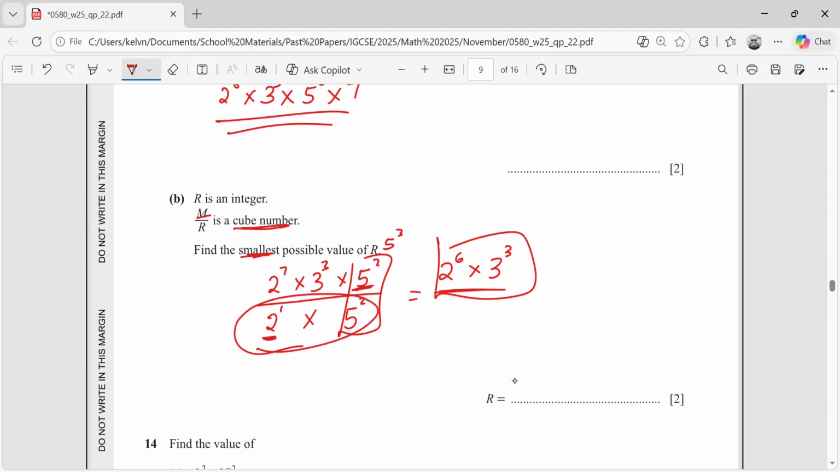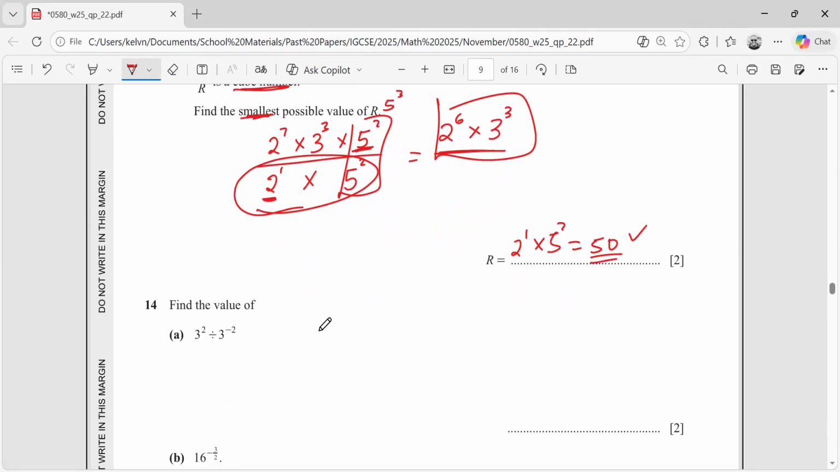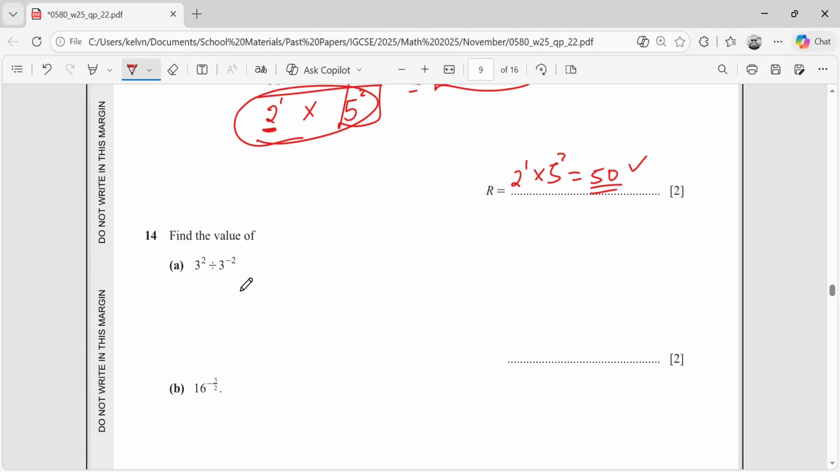So which is 2 power 1 times 5 power 2, which is basically 2 power 1 is 2, and then 5 power 2 is 25. So the answer will be 50 there, and that will be our answer. Okay. Anything confusing? I can put some comment and then I'll try to check them and try to clarify. Anyway, so let's move on to number 14.